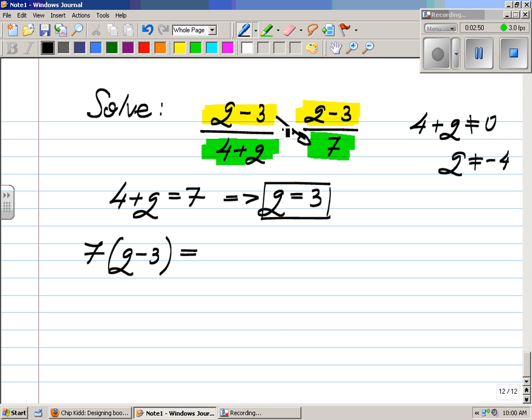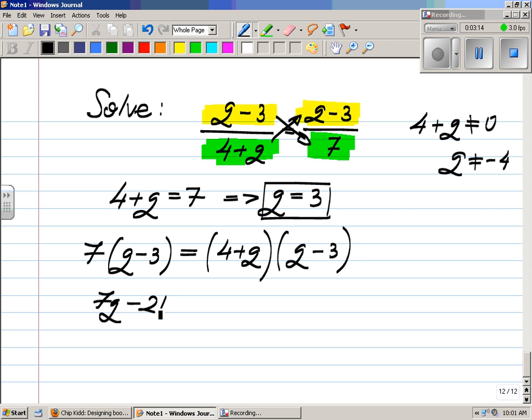So let's go with the other cross product. I have 4 plus q, or g, multiplied by q minus 3. Alright, now I'm going to do the FOIL on the right, and I will do the multiplication on the left. 7 times q is 7q, minus 7 times 3 is 21. Equals, here you have what? You can do the FOIL, you can go with the distributive property, whichever way you want to go.